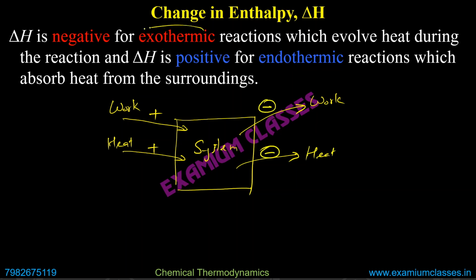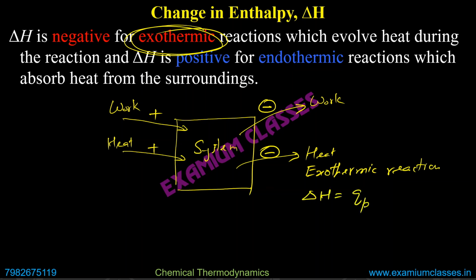So exothermic reaction means heat is evolved. So this is exothermic reaction. Heat is evolved. It means delta H, which is QP, will be negative. But if heat is getting into the system, absorbed by the system, it will be endothermic reaction.